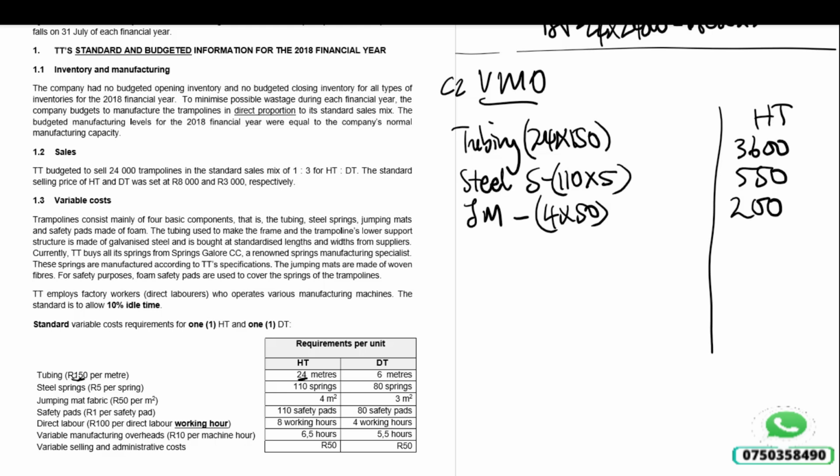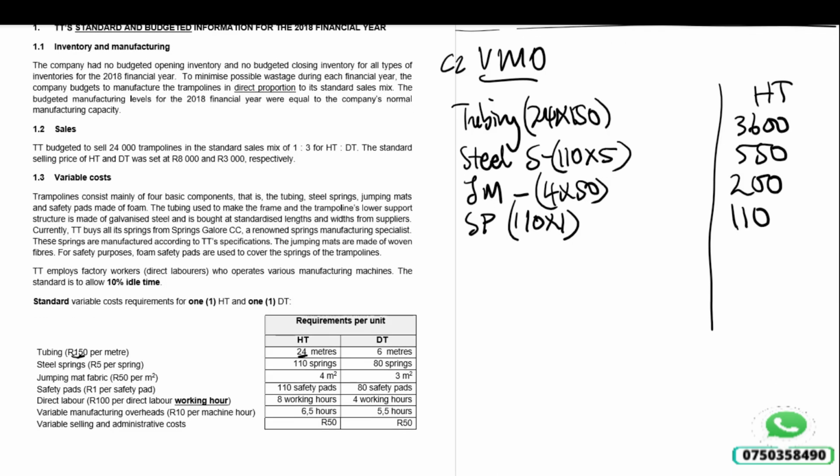Weight, in terms of space, and other conversions that you might be required to work with. Now safety pads. They said safety pads is 1 rand per safety pad, and yet I need 110 safety pads. So 110 multiplied by 1, which is 110.